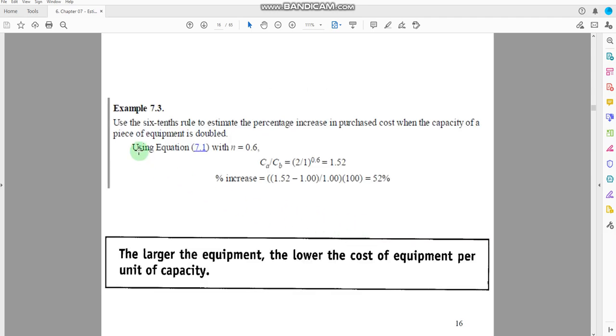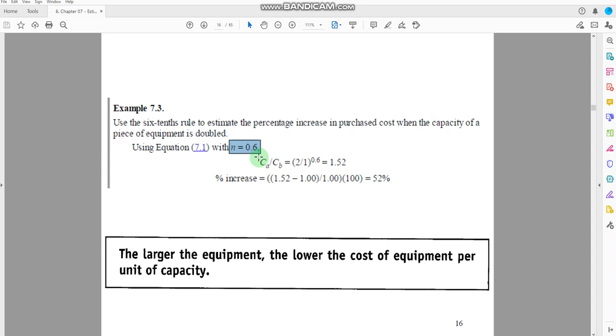Now let us solve this example. Use the six-tenths rule. The six-tenths rule means that the value for n should be 0.6, to estimate the percentage increase in purchase cost when the capacity of a piece of equipment is doubled. Now what we see here is that the capacity of the equipment is doubled.